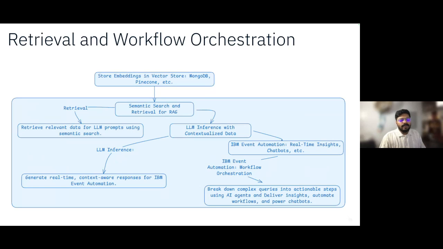So you could do everything using event automation by having topics in between all the processes. The advantage of having topics in between each of the processes is that you have a persistent store of all the responses coming from different parts of the system.